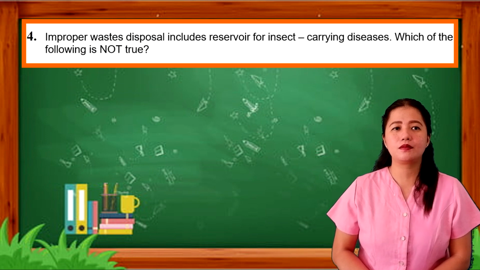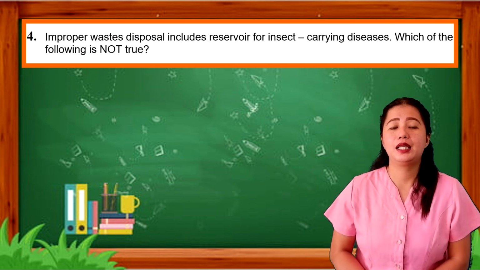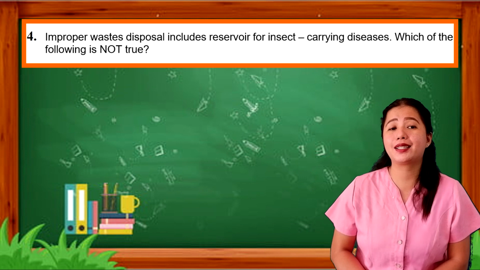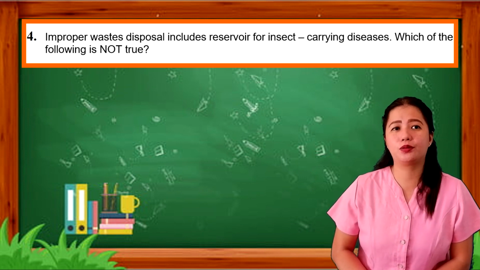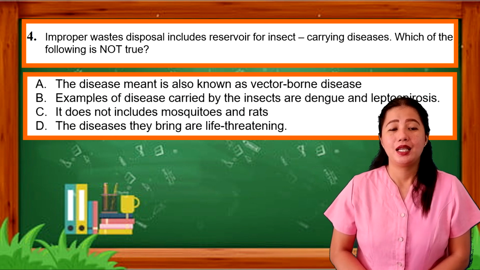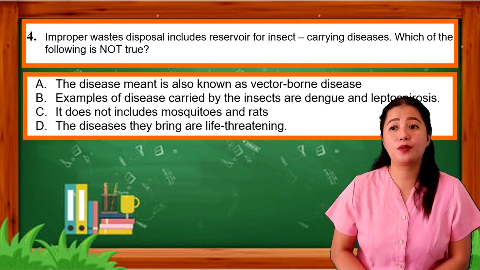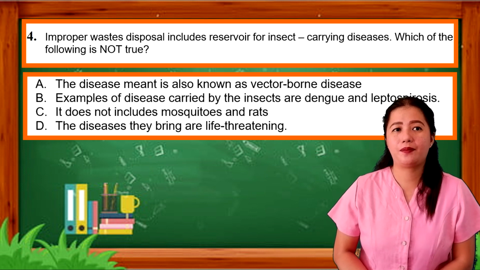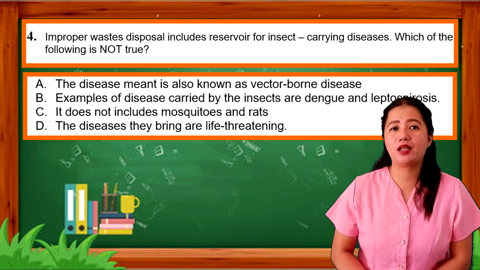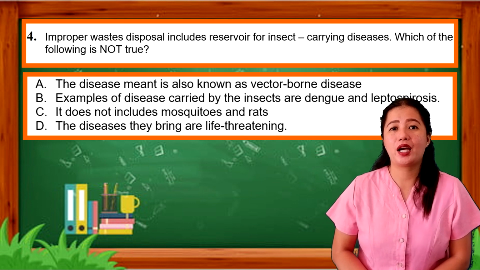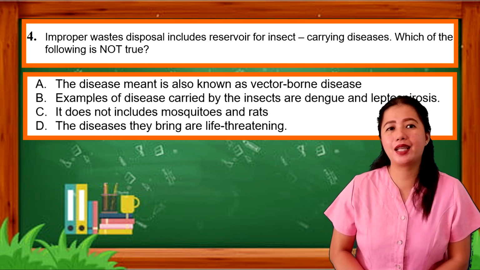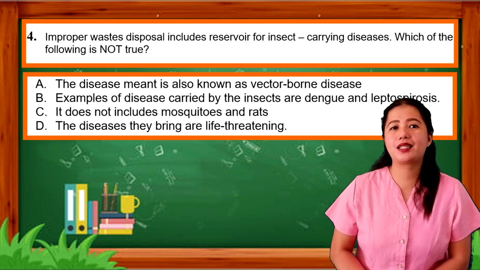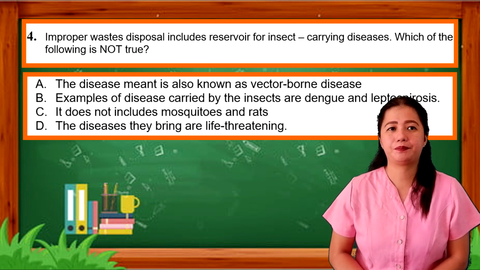Number 4, improper waste disposal includes reservoir for insect-carrying disease. Which of the following is not true? Letter A, the disease is also known as vector-borne disease. Letter B, examples of disease carried by the insects, pests, are dengue and leptospirosis. Letter C, it does not include mosquitoes and rats. And letter D, the diseases they bring are life-threatening.